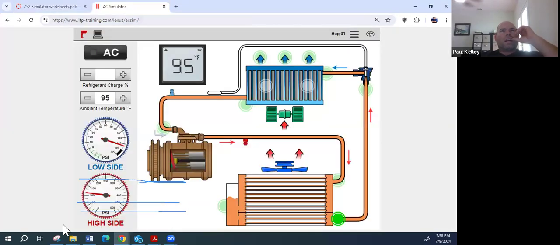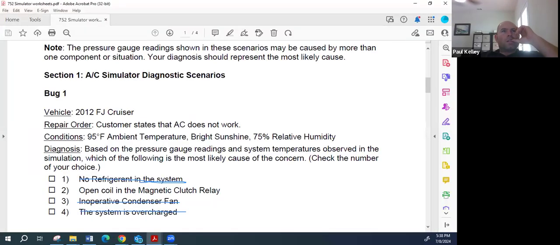So I would go ahead and say there was one left, wasn't there? Open coil in the magnetic clutch relay is the correct answer. Congratulations to everybody who saw that through.